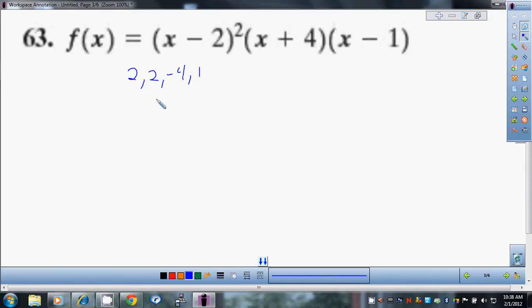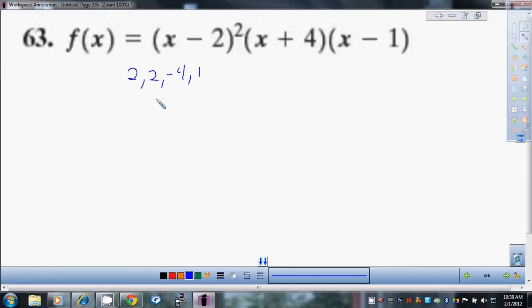Now you may be thinking, why is it important? If we can see our roots, why is it important to FOIL everything out? Because you don't know the y-intercept without doing that. Although there are ways you can find it, and I'll show you that in a second. And you don't know what the end behavior is. Again, there's ways to do that, and I'll show you how to predict that in a second. And you don't know if it's going to be even or odd symmetrical.